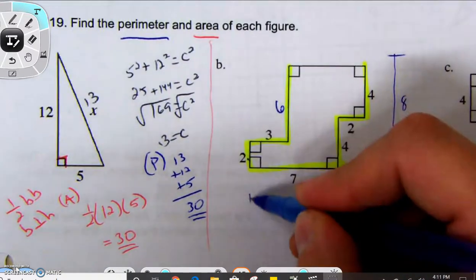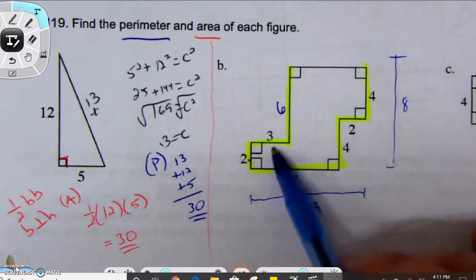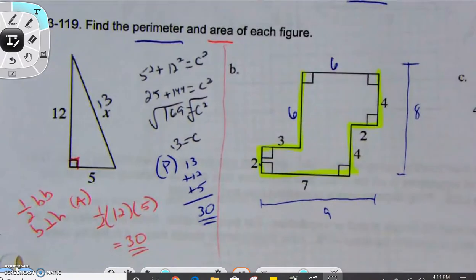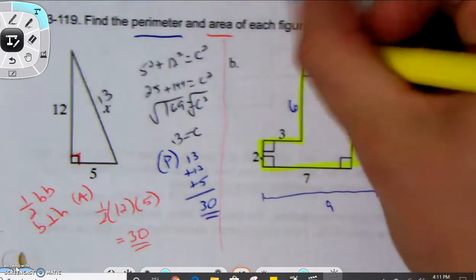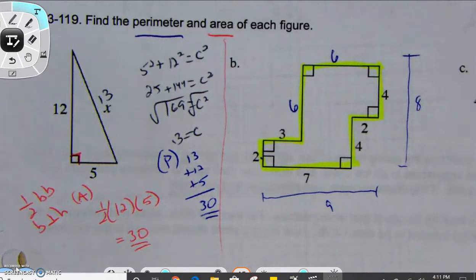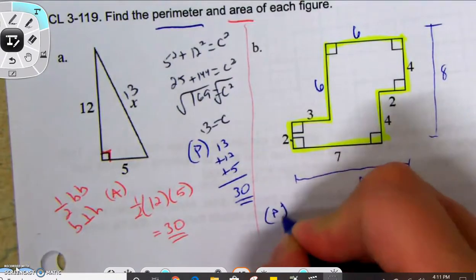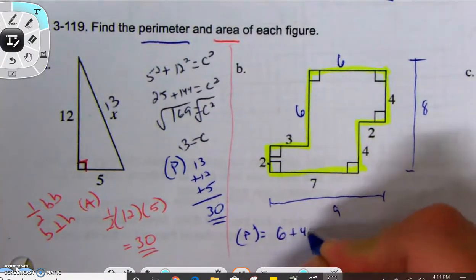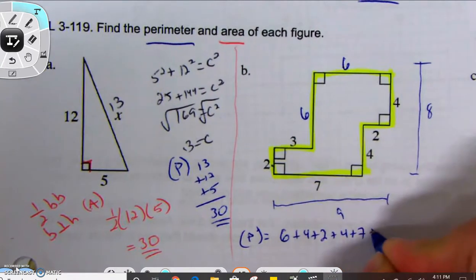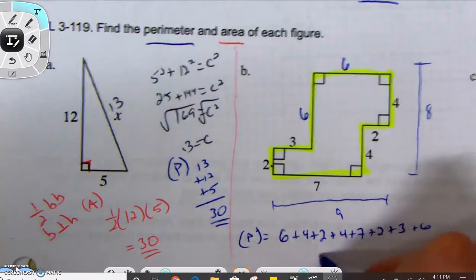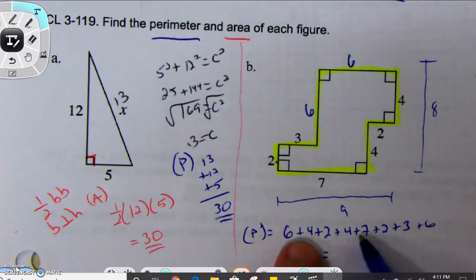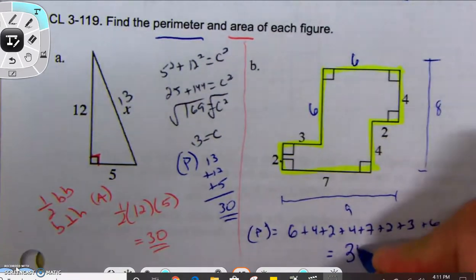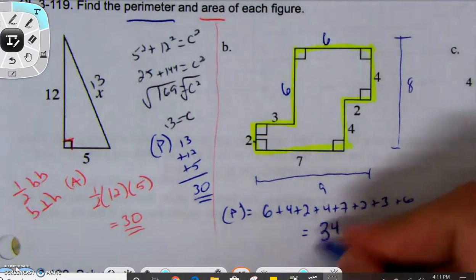And if I look at this whole part, 7 and 2 is 9. So if this is 3, that also means that is 6 over there. So then I have all of my sides to be able to find our perimeter. So if I add those up, making sure we show our work, perimeter is equal to, start at the top and go to the right, go clockwise, 6 plus 4 plus 2 plus 4 plus 7 plus 2 plus 3 plus 6. And that ends up giving us 10, 12, 16, 23, 25, 28, 34. And I don't have units, so I can just keep this 34.